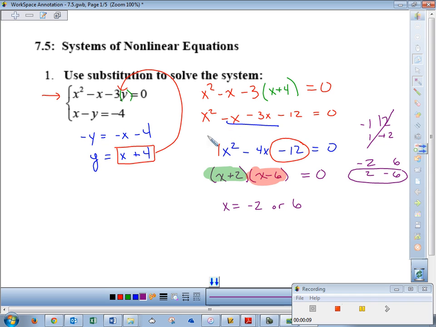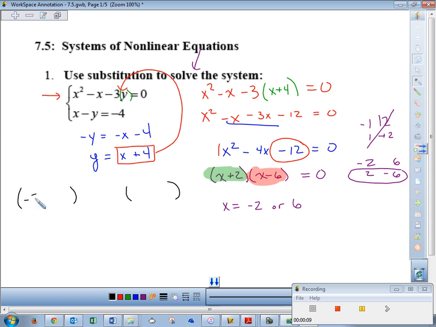What you could have done also is graph this blue thing, and that's where it crosses the x-axis, but unfortunately, they want you to do the algebra. So now we're trying to find the two ordered pairs, so we have to substitute back in, and we've got two different situations. Why don't we set up our two ordered pairs?